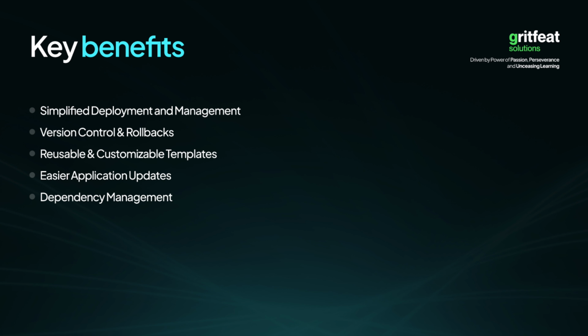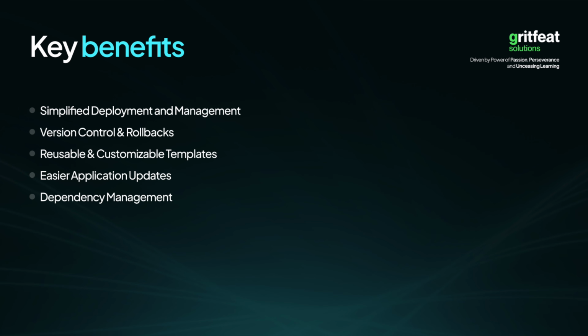Helm charts offer reusable and customizable templates. As we discussed with the values.yaml file, you can define a standard chart for your application and then customize it for different environments like development, staging, production, or for different clients simply by changing the values. This promotes consistency and reduces duplication. They also facilitate easier application updates. When you need to update your application, whether it's a new image version or a configuration change, Helm handles the upgrade process gracefully. It manages the rolling updates of your Kubernetes resources, minimizing downtime and ensuring a smooth transition.